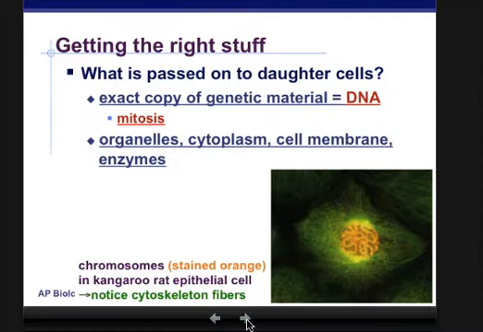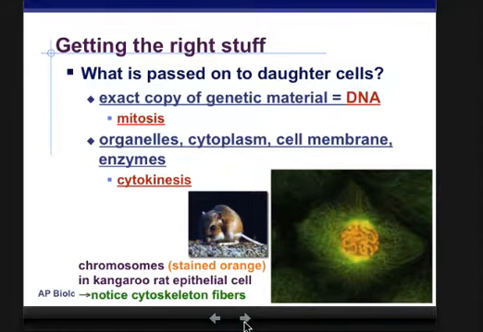So we're passing on the DNA. We're also going to be passing on organelles, cytoplasm, the cell membrane, and enzymes. And we're going to complete the process with cytokinesis. That's the division of the cytoplasm.